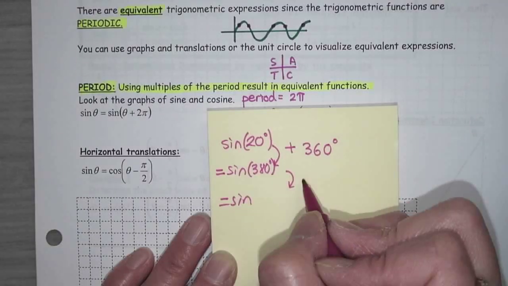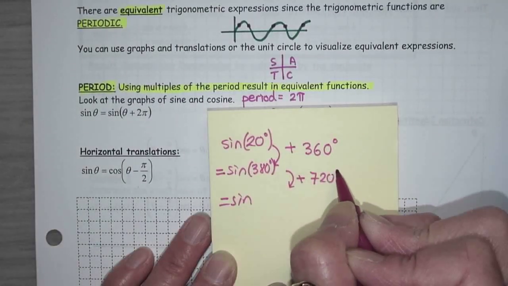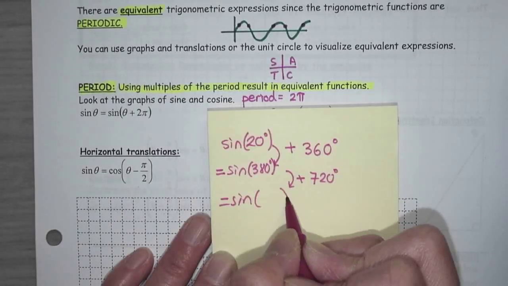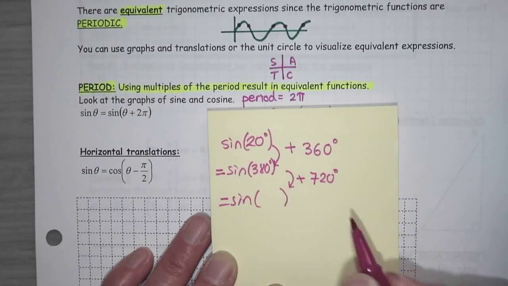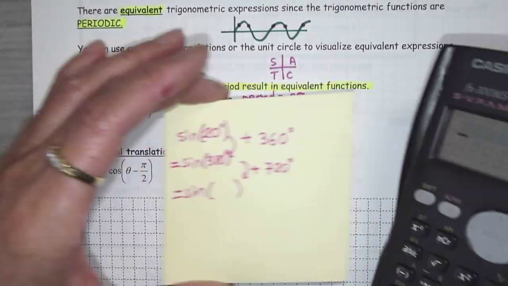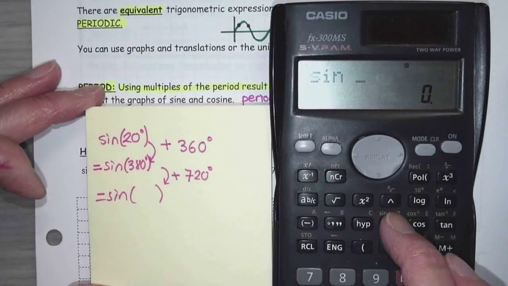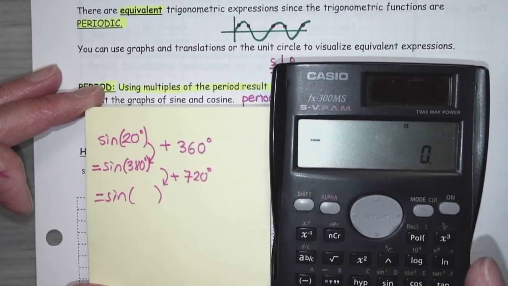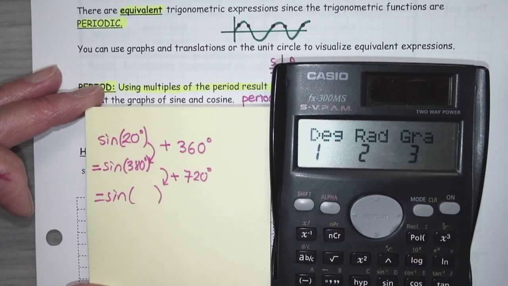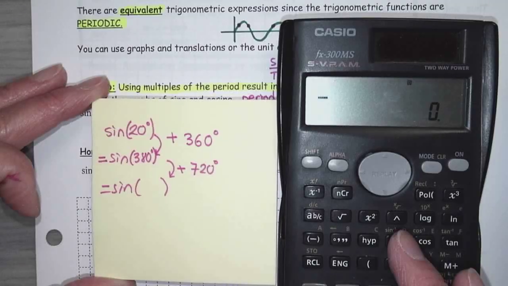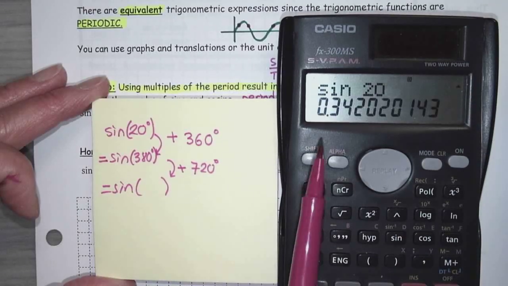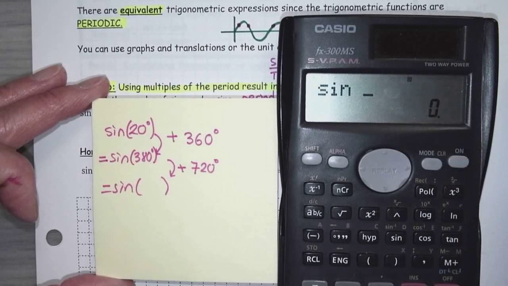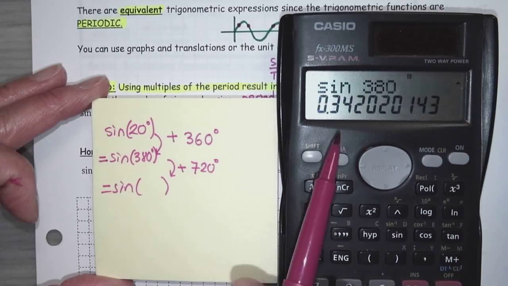Can I do that? How about if I add 720? It's 2 periods. So I'm going to hop over twice, and I could do that. So that would get me another of the same answer. So these are all the same. So trying it on my calculator, if I did sine of 20, oh, I'm in radians. I'm going to switch my mode to degrees. So if I did sine of 20, I get 0.342, blah, blah, blah. If I did sine of 380, oh, it's the exact same thing.